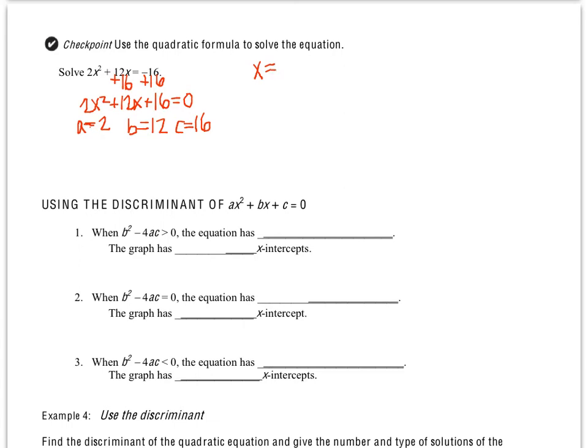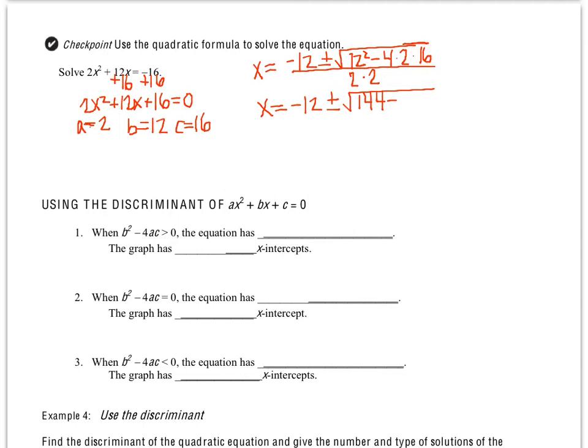Let's use our quadratic formula now. x equals the opposite of b, so negative 12, plus or minus the square root of b squared, so that's 12 squared, minus 4 times a, which is 2, times c, which is 16, all over 2 times a, which is 2. So x equals negative 12 plus or minus the square root. We're going to simplify the radical first. 12 squared is 144, minus 4 times 2 times 16 is 128, all over 2 times 2 is 4.